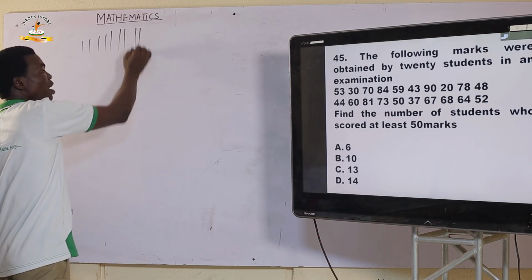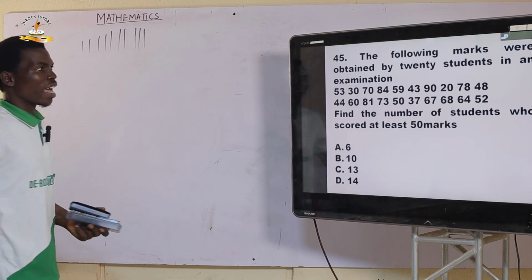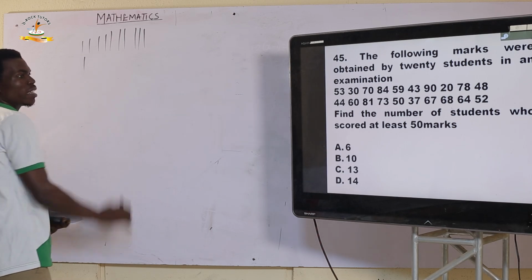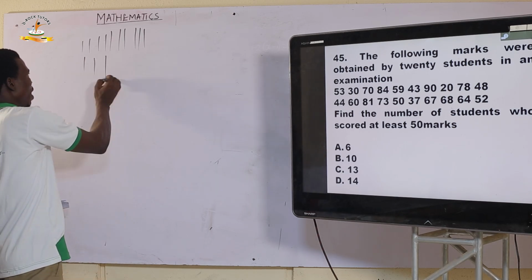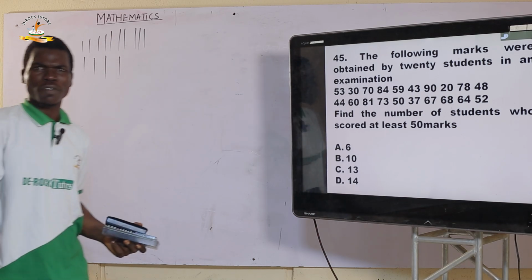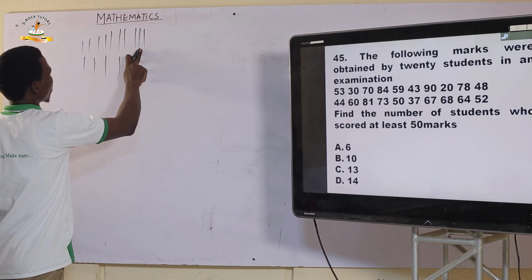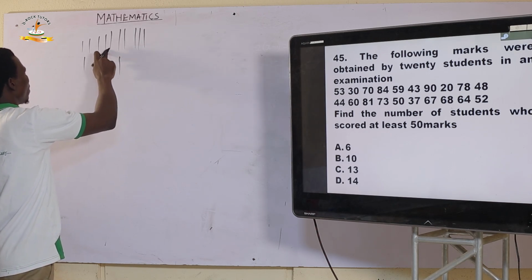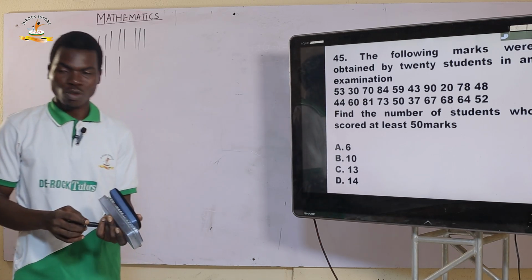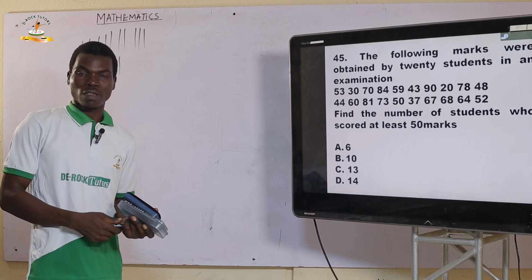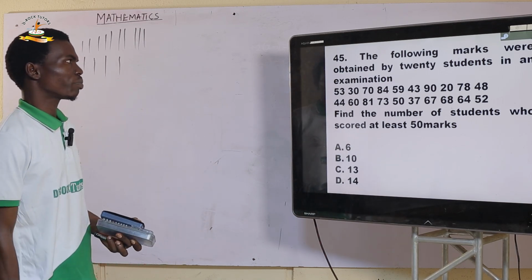73, another tally. It says at least 50, so we consider 50 itself, another tally. And 67, another tally. 68, another tally. 64, another tally. And 52, another tally. So we just count the number of tallies we have and we add them up. This is going to be 1, 2, 3, 4, 5, 6, 7, 8, 9, 10, 11, 12, 13, 14. So we just have 14 tallies, and those are the number of students that scored 50 marks and above. And that is just what? Option D, 14. Next question.